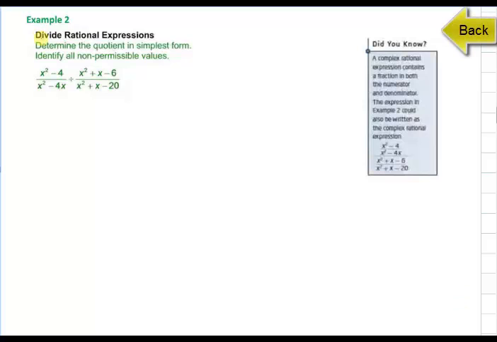So in example 2, we're asked to divide rational expressions. We're going to determine the quotient in simplest form and then identify all non-permissible values. So the first step is to factor if possible.